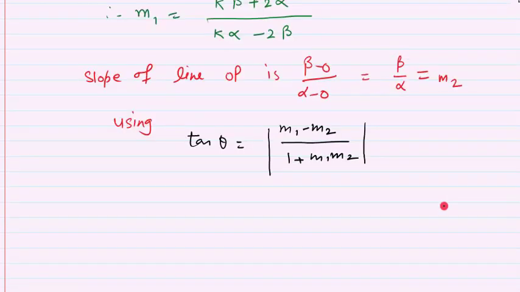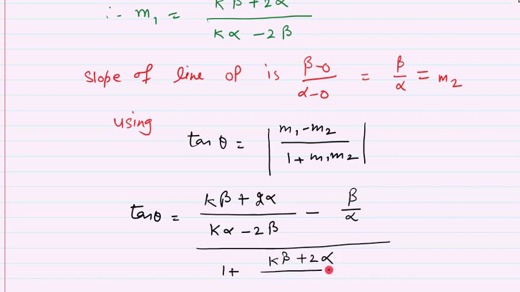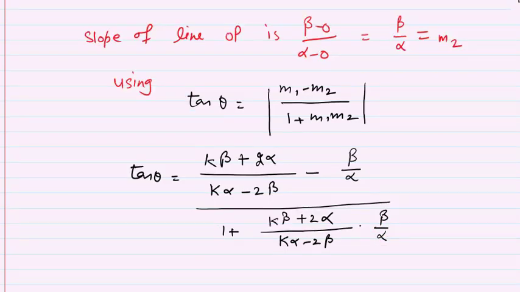So here, putting the values of M1 and M2, we get tan theta is equal to M1, which is this one with us, (K beta plus 2 alpha) upon (K alpha minus 2 beta), minus M2, which is beta upon alpha, upon 1 plus M1 M2, that is (K beta plus 2 alpha) upon (K alpha minus 2 beta) into beta upon alpha. Let us simplify this further.